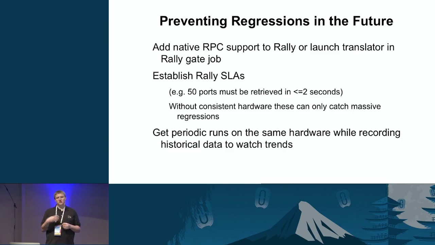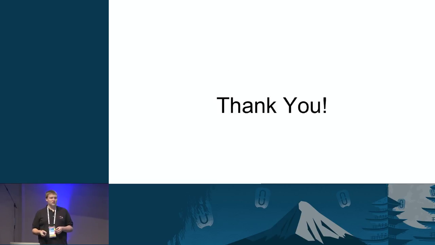10% bumps, but we can easily block out the ones that double or triple the amount of time that is supposed to happen. And then what we can do for these smaller changes is have a periodic task that's running on the same type of hardware all the time, and just collect the historical data and watch the trends. You know, look at it every couple weeks. Hey, has the performance of these calls been getting worse over time? So that's it. Any questions?